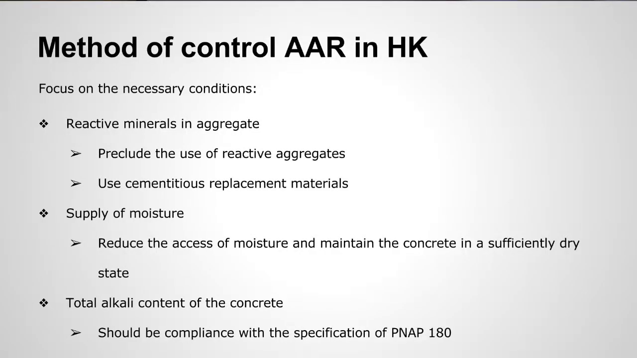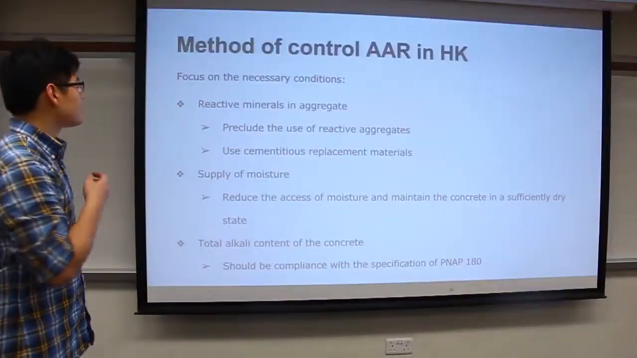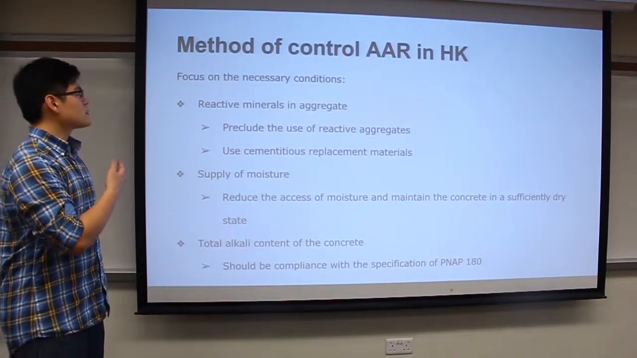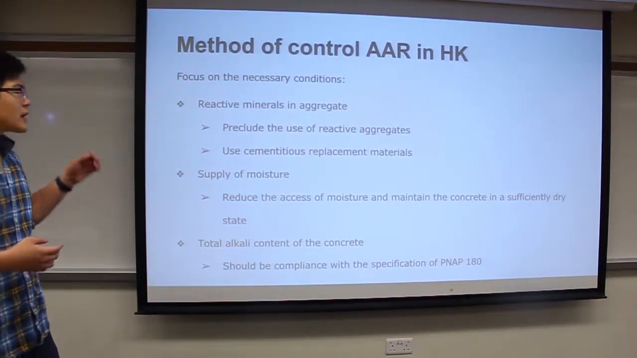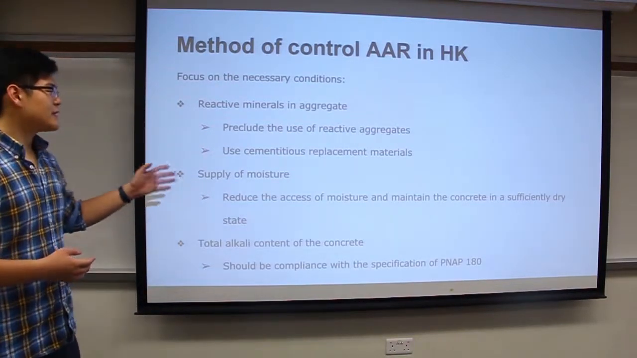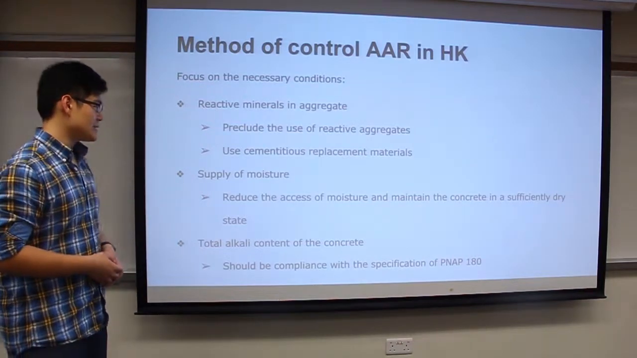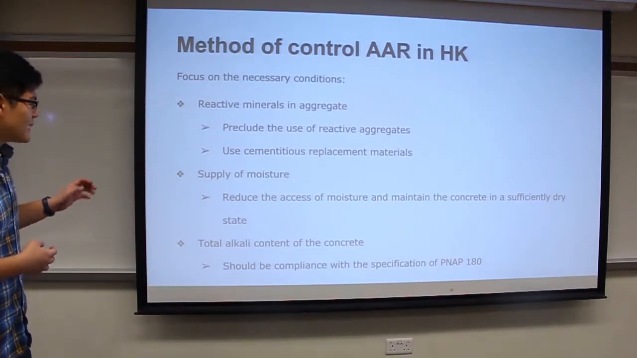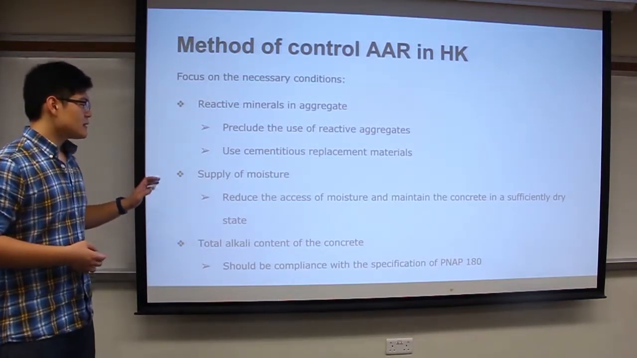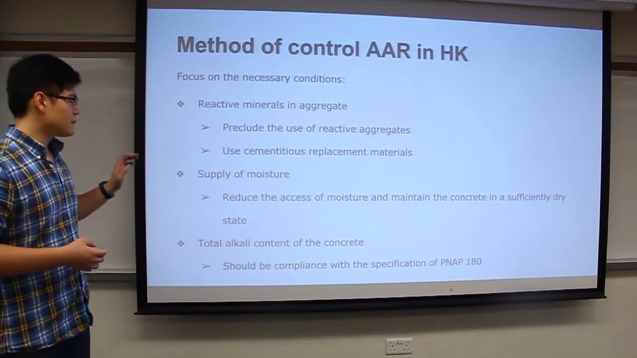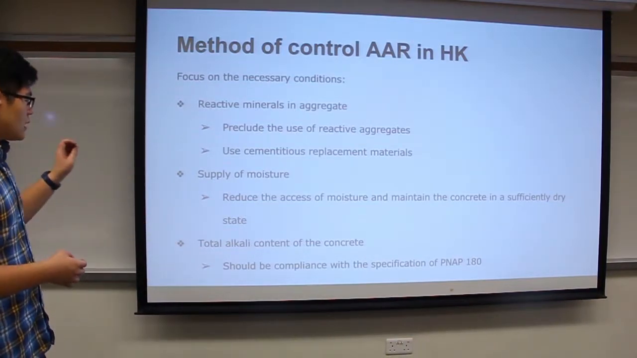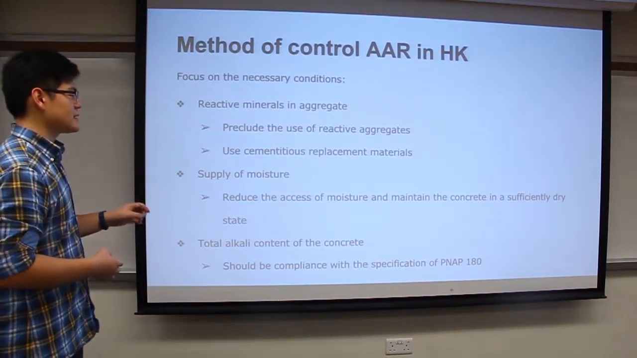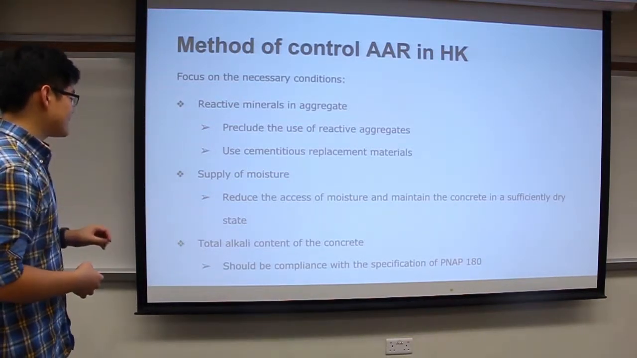And the method of controlling AAR in Hong Kong is mainly focused on the necessary conditions. And for the reactive minerals in aggregate, we can control it by precluding the use of reactive aggregates and using cementitious replacement minerals. And for the supply of moisture, we can reduce the excess of moisture and maintain the concrete in a sufficiently dry state.